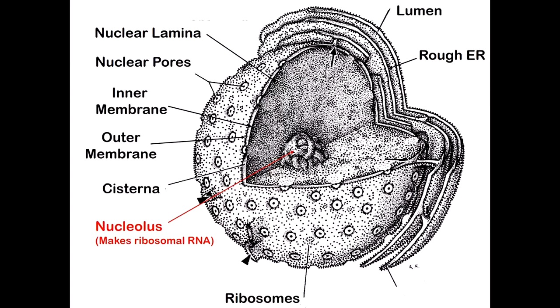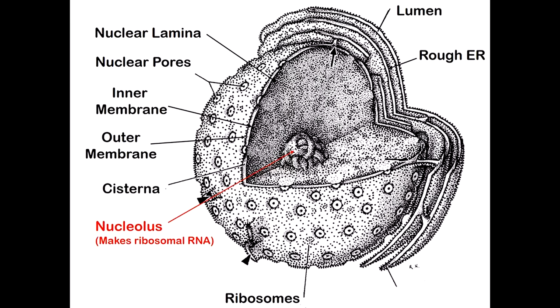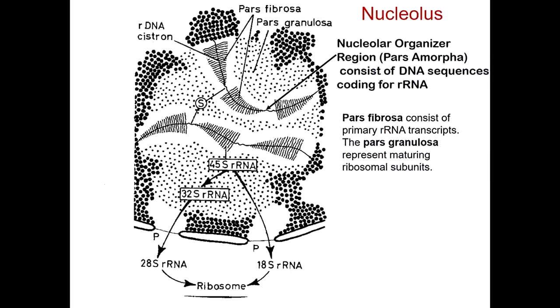Okay, so now if we look inside the nucleus, so here is a cell, here's the cytoplasm, this light stained material. Here's our nucleus shown here. And here with the arrow is a nucleolus, okay? Nucleolus makes ribosomal RNA. That's what the nucleolus does. That's the bottom line. Nucleolus makes ribosomal RNA.